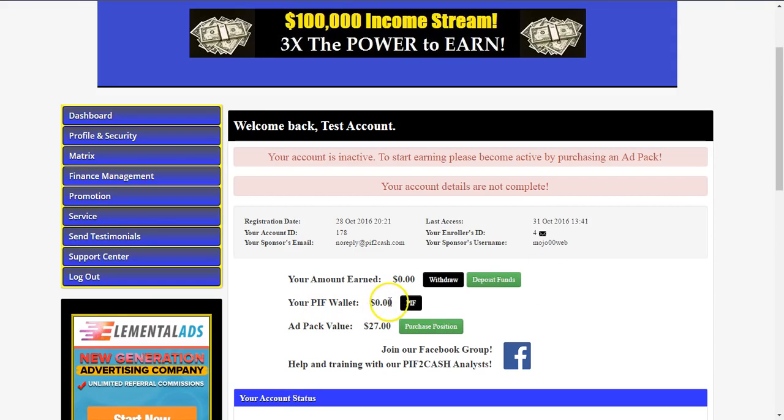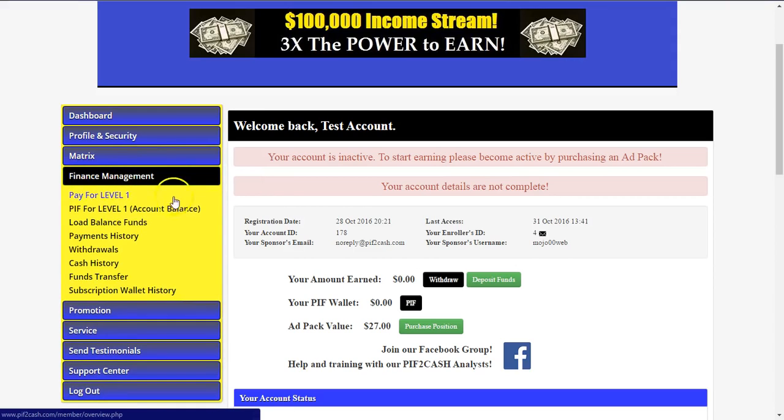So if your PIF wallet has a balance of greater than 0, in which case it should always be in multiplications of $27, then you cannot withdraw. You must give away those PIF credits. And in order to do that, you will click this button and this button only to give away your PIF credits. As you can see over here in the finance management, we have a PIF for level 1, but that takes away from your account balance and does not count as a PIF as is termed by the rule.